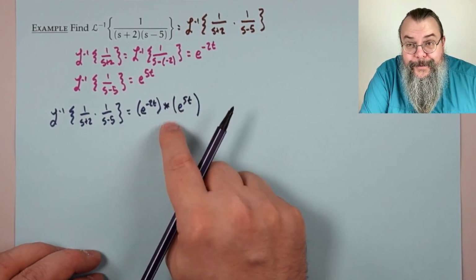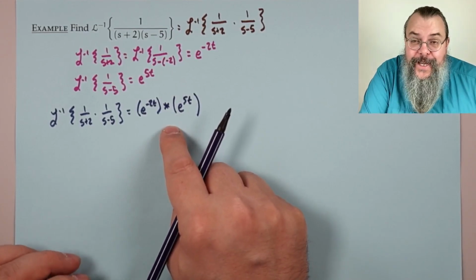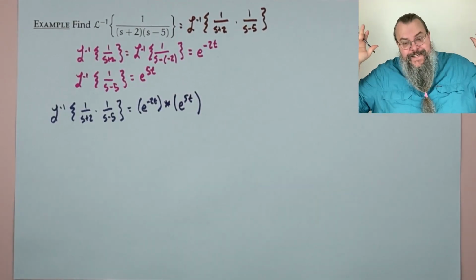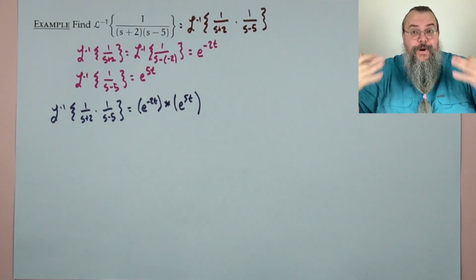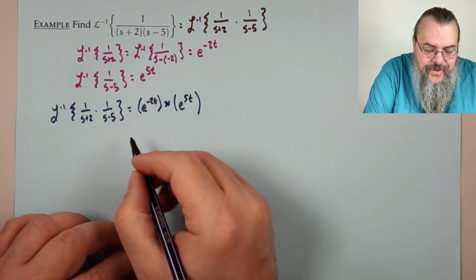Now, we're not done. That's like cheating if you just stay, all right, I got something there. We've got to keep going one more step. I'm saying, okay, well, how does one do such a convolution?